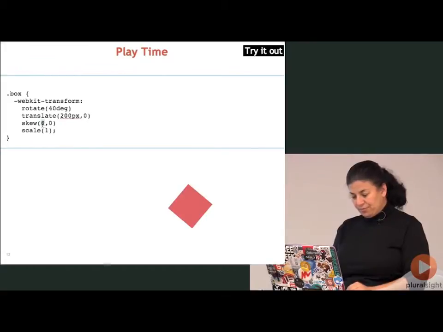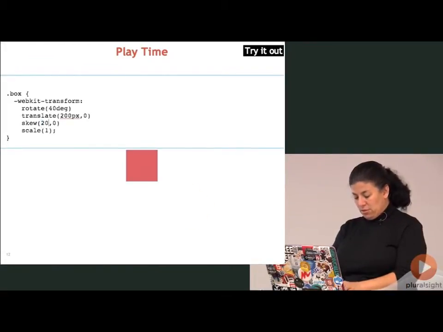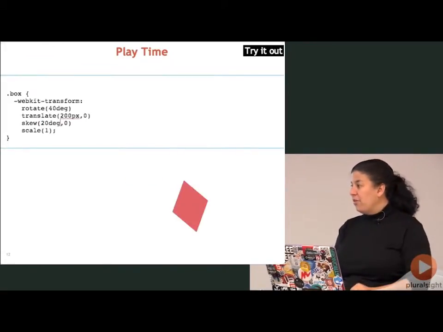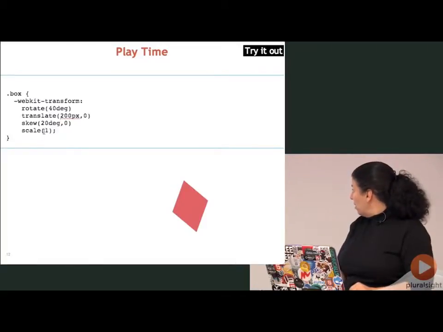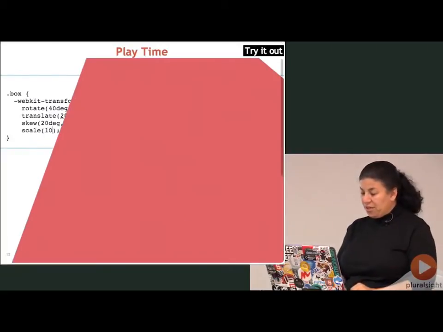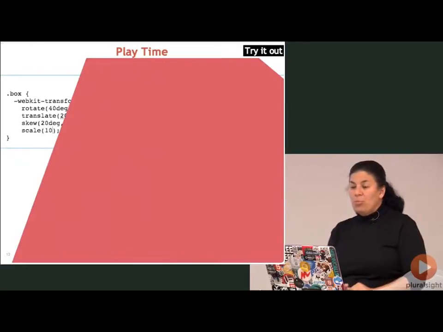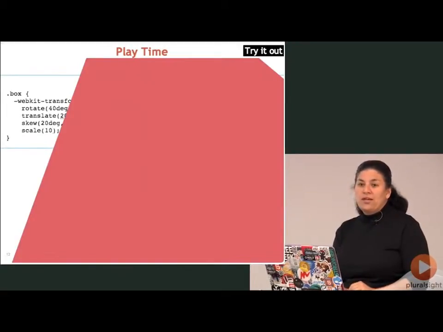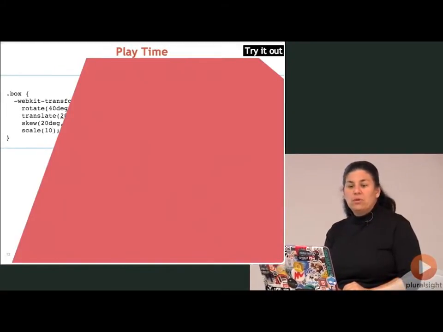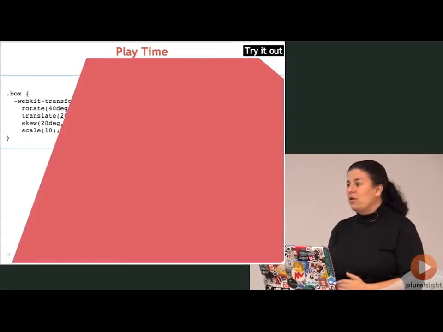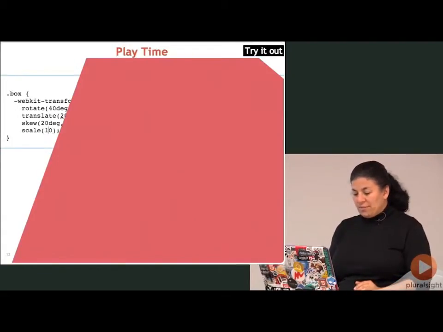If I skew it, now it's looking like a diamond, and scale it, let's just do it 10 times and make it take up the whole page. But notice that it overwrote the text, right? It didn't push anything out of the way. It basically gave it a new styling, a new context.